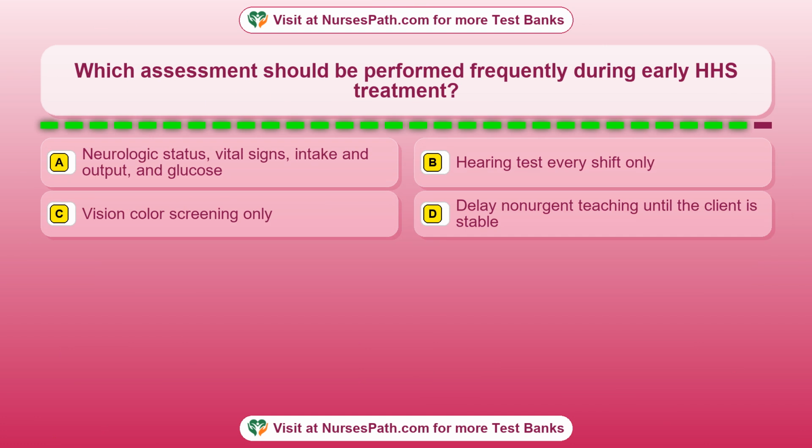Question 21. Which assessment should be performed frequently during early HHS treatment? Option A, neurologic status, vital signs, intake and output, and glucose. Option B, hearing test every shift only. Option C, vision color screening only. Option D, delay non-urgent teaching until the client is stable.